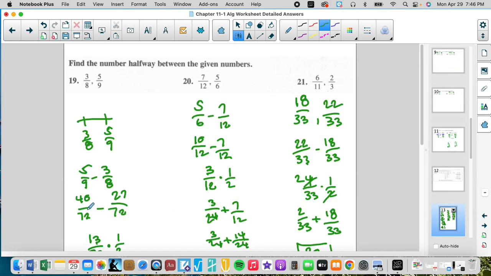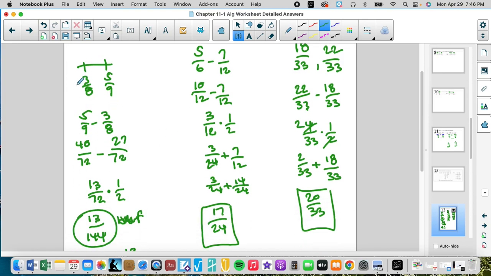So order of operations, knowing how to find distances between two numbers, knowing how to take half of that distance, and then where do we add it to? Do we add it to the bigger? No, that would push it farther down the line. We would want it in between, so we would add it to the smaller. That's an important key right there. So good luck. Welcome to chapter 11.